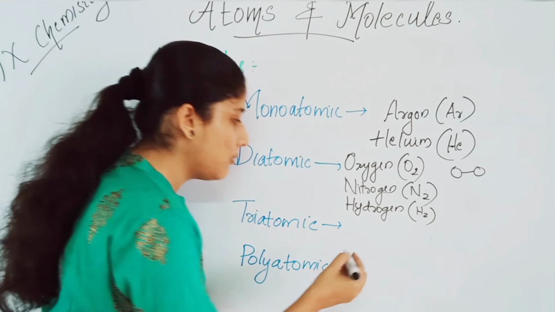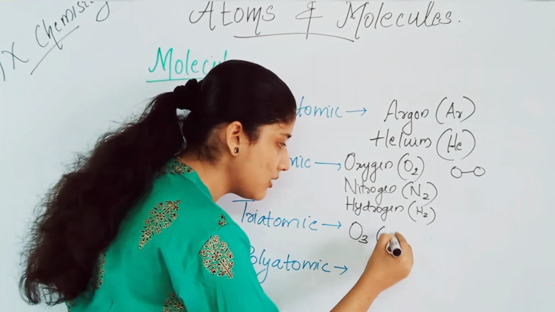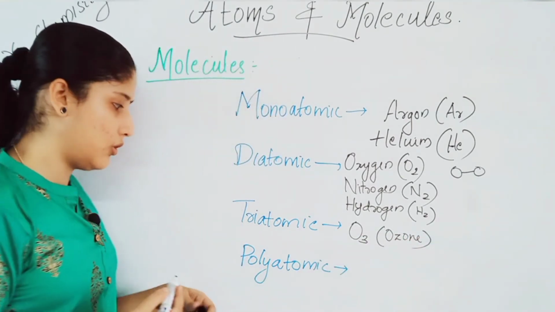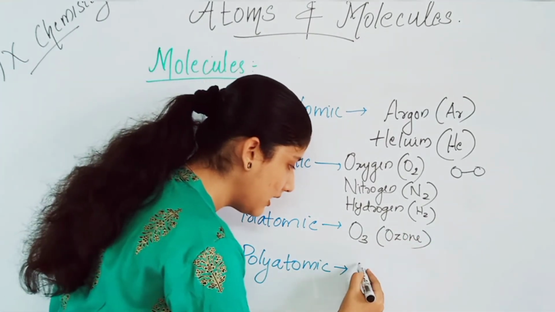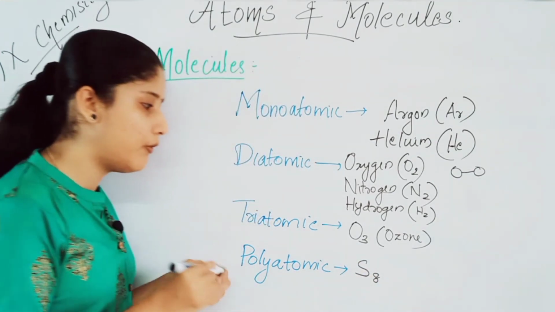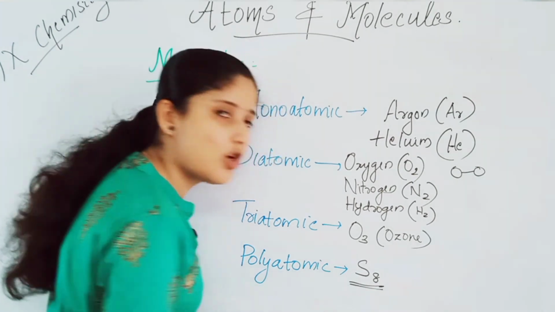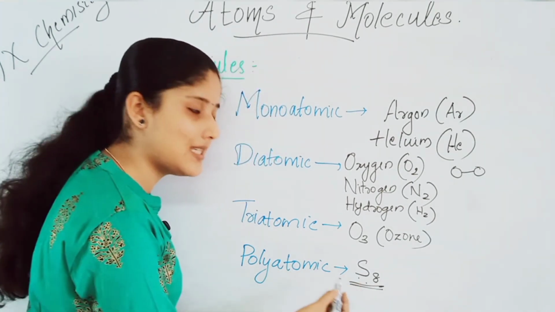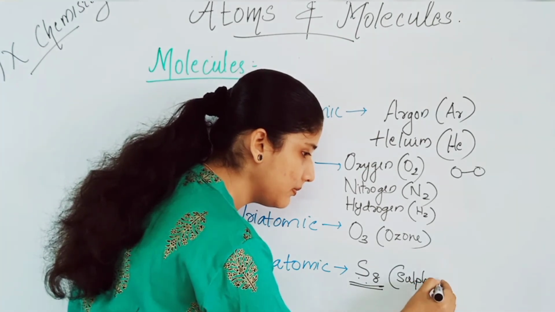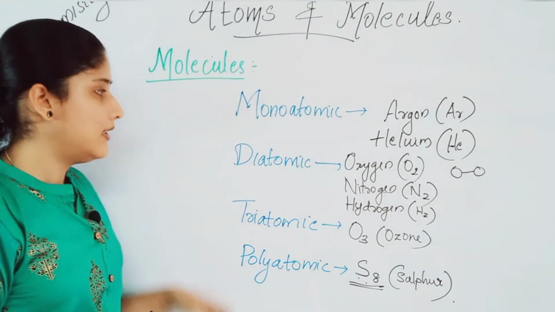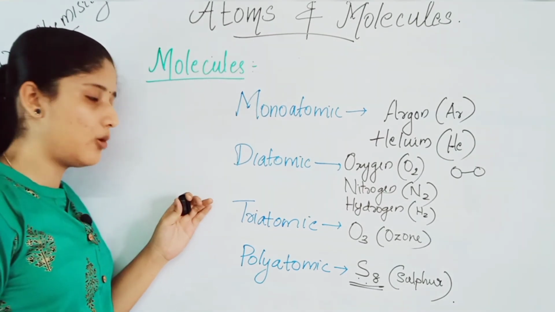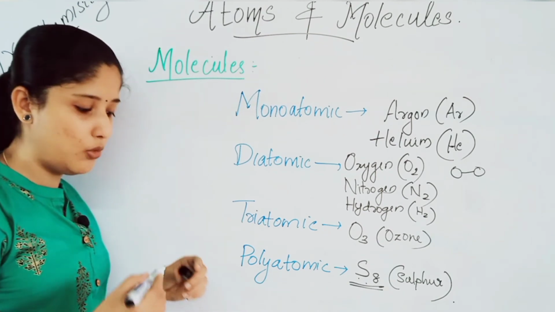Example for triatomic molecule is O3. O3 is ozone. Similarly, for polyatomic we can say S8, sulfur. Eight atoms of sulfur combine to form a polyatomic sulfur. That example is S8 of sulfur. These are the examples of monoatomic, diatomic, triatomic and polyatomic molecules.